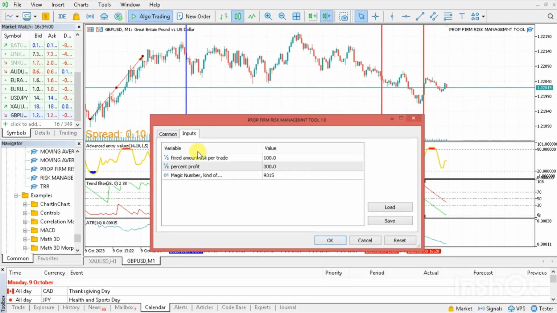So this is our risk management tool right here. I'm the one that programmed this tool. I programmed this particular software, and from what I'm seeing there, we have fixed amounts per trade and percentage profits. So I want to change this amount from $100 to $50, as I'm risking $50 for this trade. And there I'm seeing 300%, which is 1:3. I want to change it to 1:2. So that's 1:2.